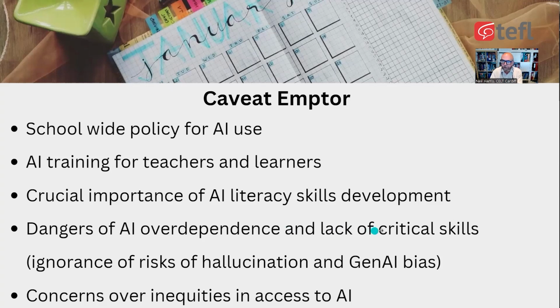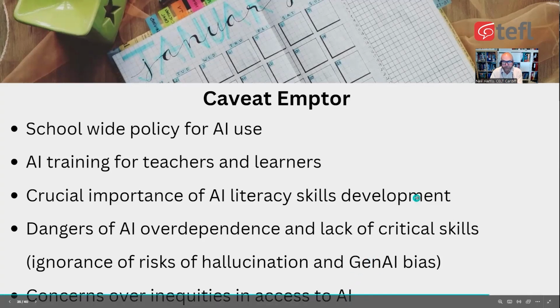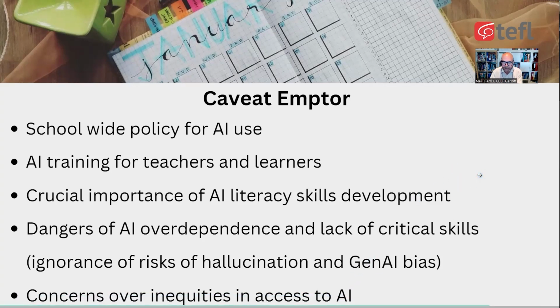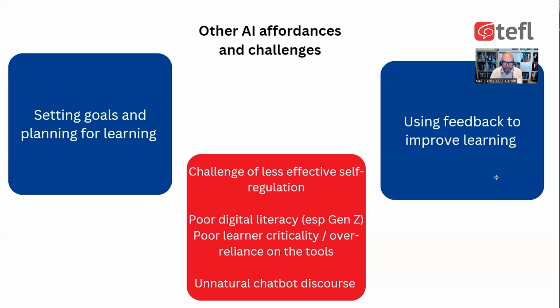And the lack of any critical skills, so not being aware of the risks of hallucination, not being aware of the inherent bias that exists in GenAI tools. Students, if they're not trained in dealing with and being aware of these issues, may start using AI with a lack of criticality. And of course, that's before we even get to the issues around the iniquities around the access to AI, because it's not a given that every student in every school, in every home will have equal access to it.